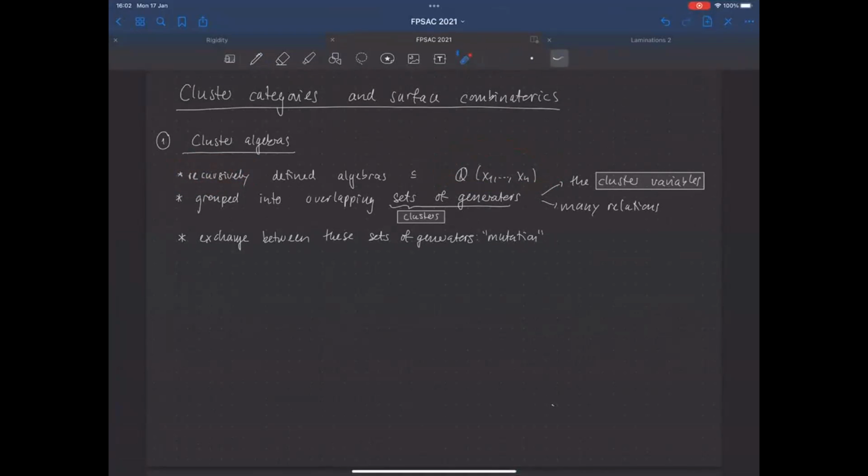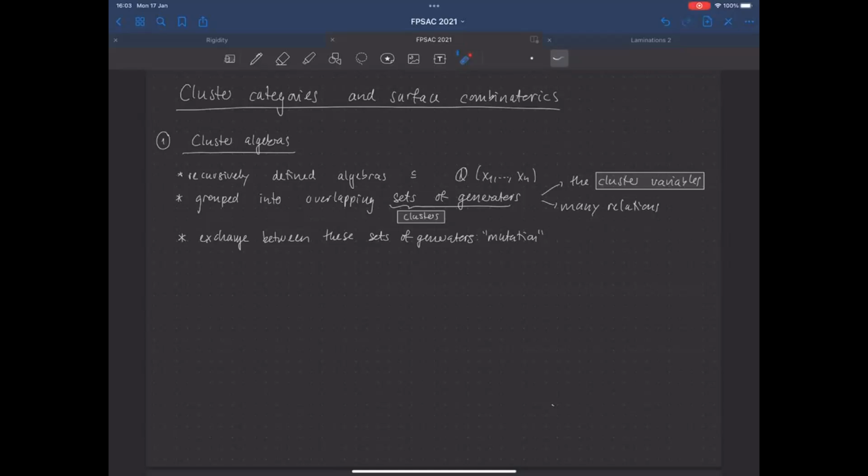So you start with a fixed set of variables, which are n here, and then you start replacing them one by one, and you get new sets of variables. So this gives you overlapping sets of generators, and each set of generators has the same size, this n, and we call them clusters. And all the elements are the cluster variables. So you do this iterated replacement or recurrence relation as long as you want, and there will be many relations between these variables.